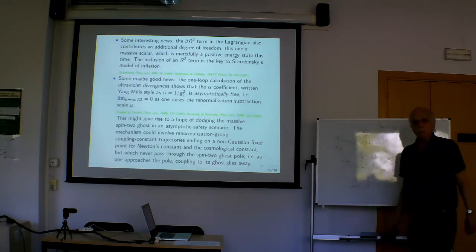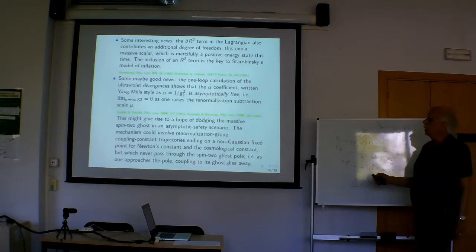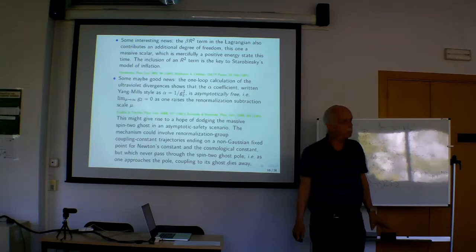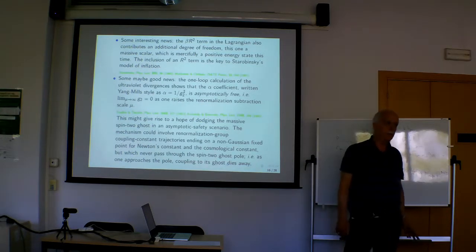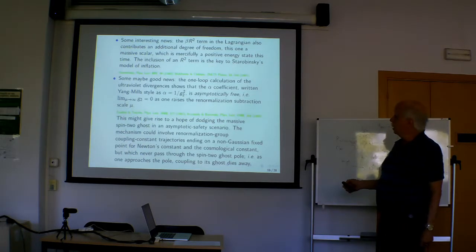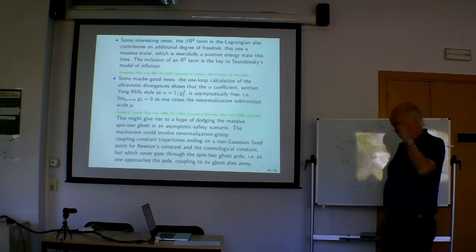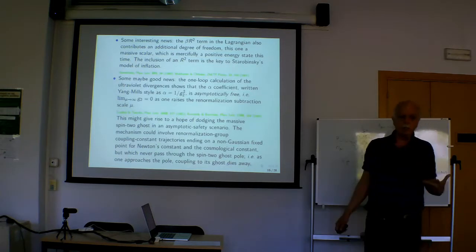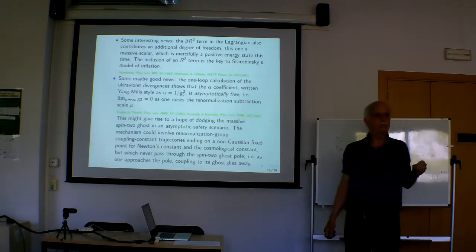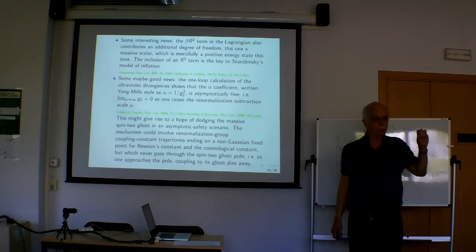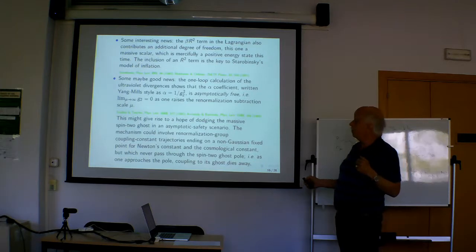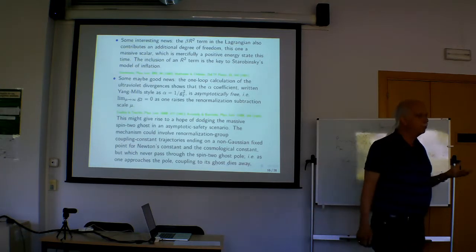There's also interesting news. The R-squared term, as I've said, contributes a massive scalar, happily of positive energy, so nothing bad about it. In fact, it's rather attractive. The R-squared term is the key to Alexei Starobinsky's model, well, his second formulation of his model of inflation, which happens to be the best current fit to CMB data for early universe fluctuations coming from the Planck satellite. So this is really popular. This is, I mean, probably the closest approach to real physics in our thought.